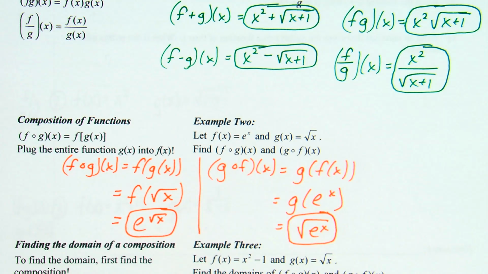A point to make there is the difference between fog and gof. Whether it's f of g of x or g of f of x, it's not like multiplying or adding, where the order doesn't matter. Order does matter here. Okay?